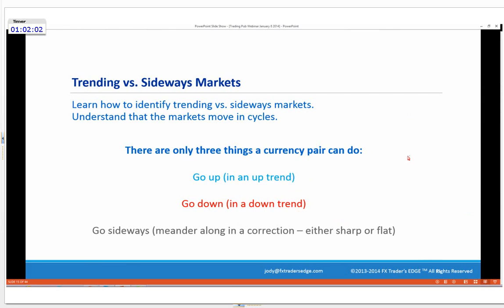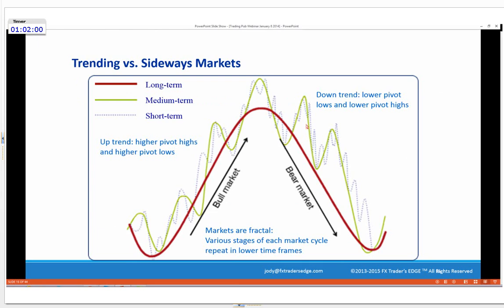And in Elliott wave analysis, we count the waves, and we count the trends, and we count the sideways corrections. The idea is, this is a picture of a long-term trend in red. So let's say that this is the daily chart. And then let's say that the green line is a 4-hour chart, and the dotted line is an hourly chart or a 15-minute chart. It really doesn't matter. So you can see how the cycles break down as we go to smaller and smaller time frames.